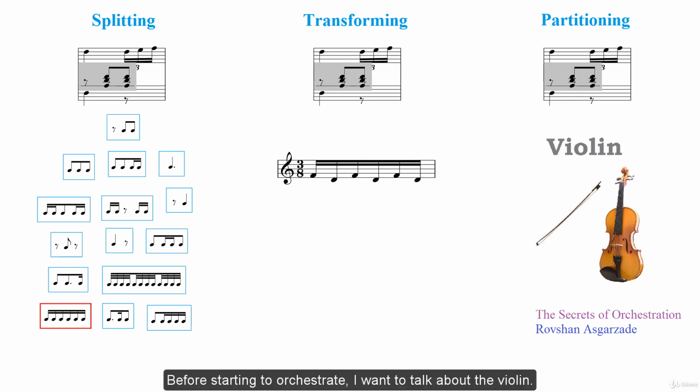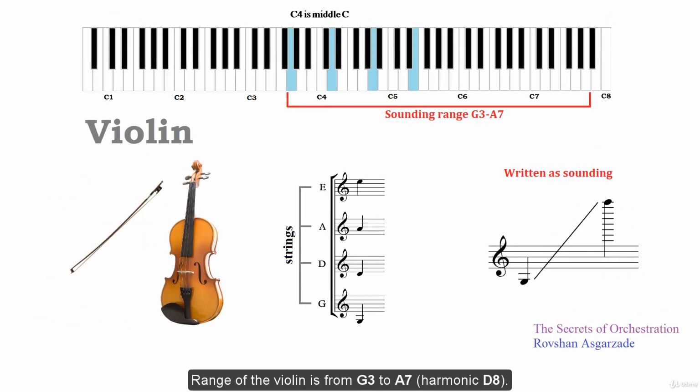Before starting to orchestrate, I want to talk about the violin. The range of the violin is from G3 to A7. Harmonic D8. It is a non-transposing instrument notated in treble clef. There are 4 strings: G, D, A, E.